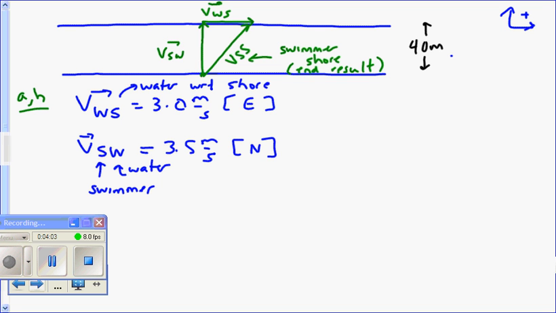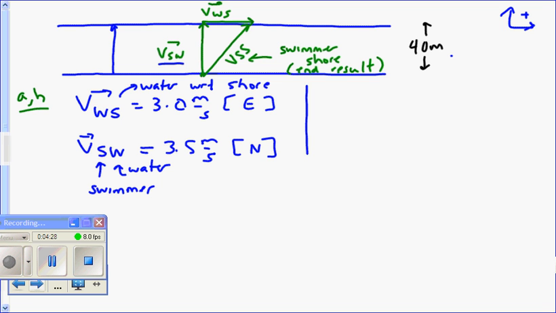So when it asks us in part A, how long does it take him to cross? This one always gets people a bit confused, but it really is as simple as saying, in this north direction, if you want to call that the Y direction, we have a speed, and that's his speed relative to the water. We also have a distance, and the distance is 40 meters.